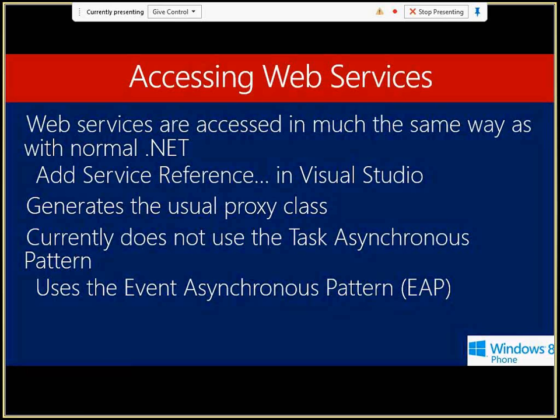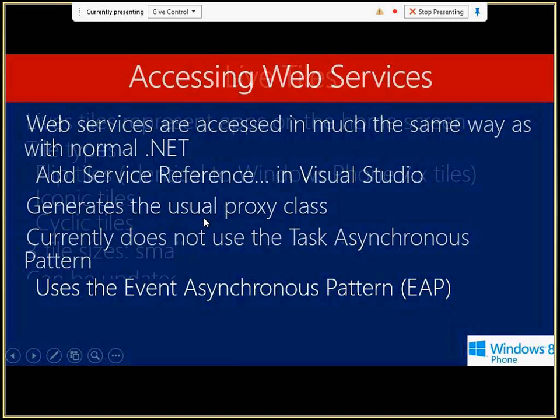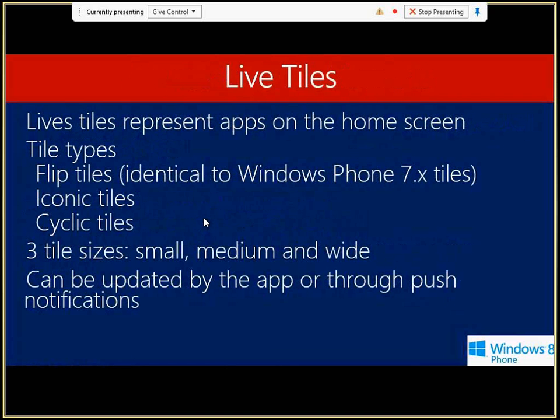But that's something that's going to change when the wizard is updated with the new code generation. We can, however, get the nice programming model for await and async from the Event Asynchronous Pattern. If I have time, I'll show you that, but perhaps I won't have time. So I'm going to show an example of that in a moment when we talk about push notifications. So let's move on to live tiles.